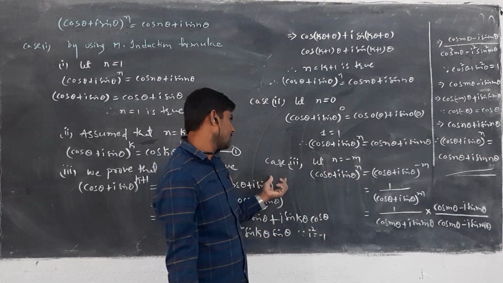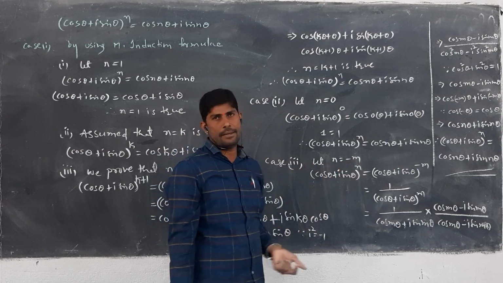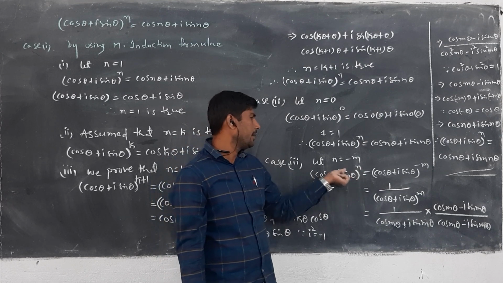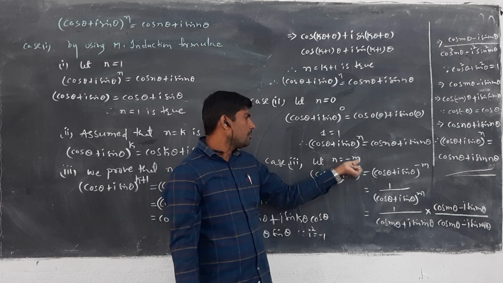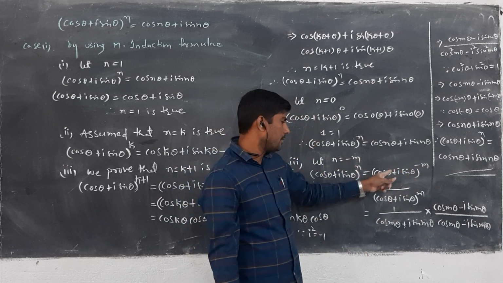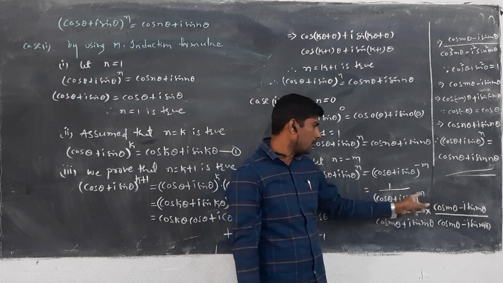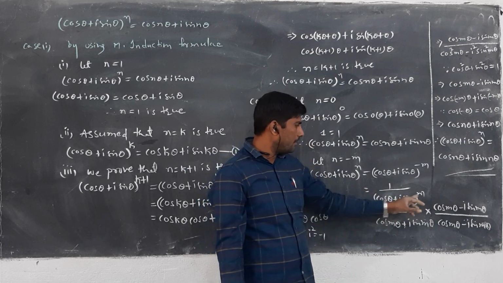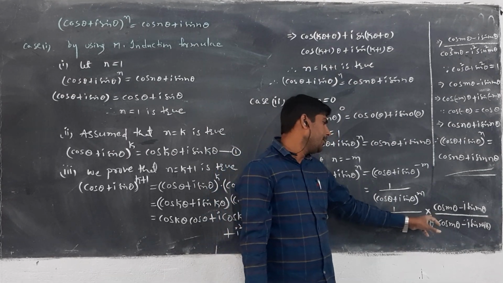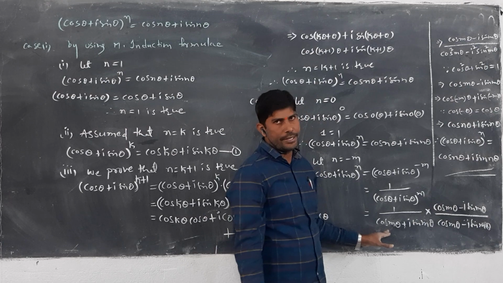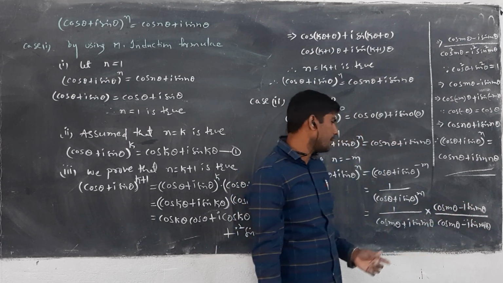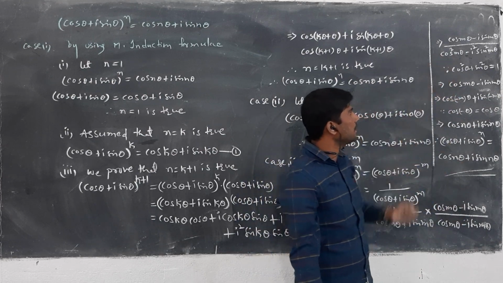Next, third case: let n is equal to minus m, a negative integer. (cos theta + i sin theta)^(minus m) we can write as 1 by (cos theta + i sin theta)^m. That is 1 by, applying De Moivre's theorem, cos m theta plus i sin m theta. We rationalize with the conjugate, cos m theta minus i sin m theta over cos m theta minus i sin m theta. 1 into that, cos m theta minus i sin m theta.